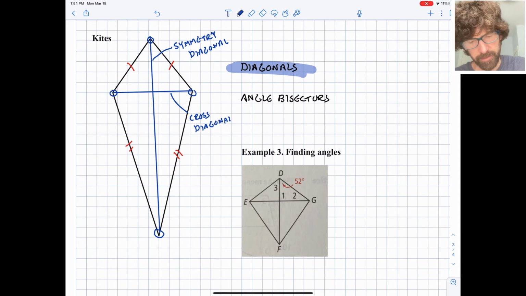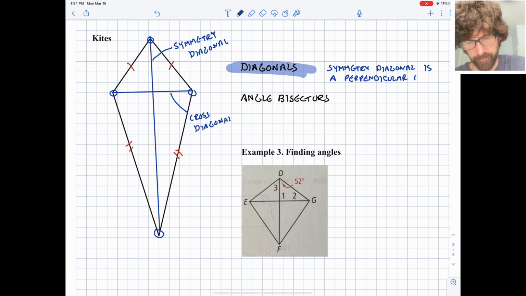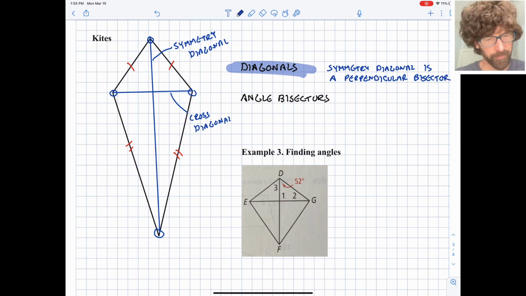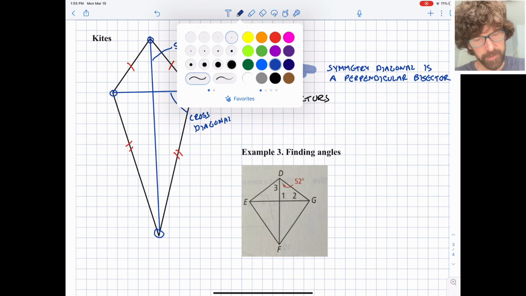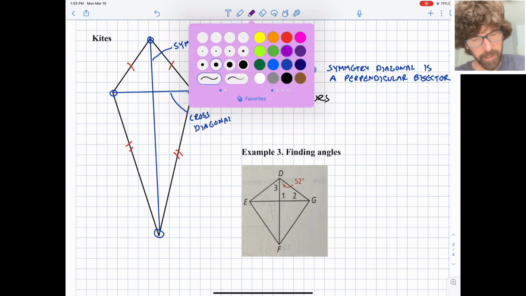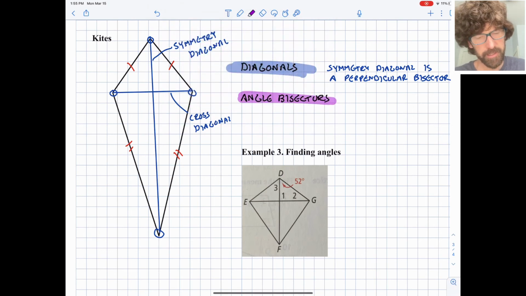Okay, and what we can conclude here is the symmetry diagonal is a perpendicular bisector. Okay, and next let's work with angle bisectors. See if you notice anything around angle bisectors.